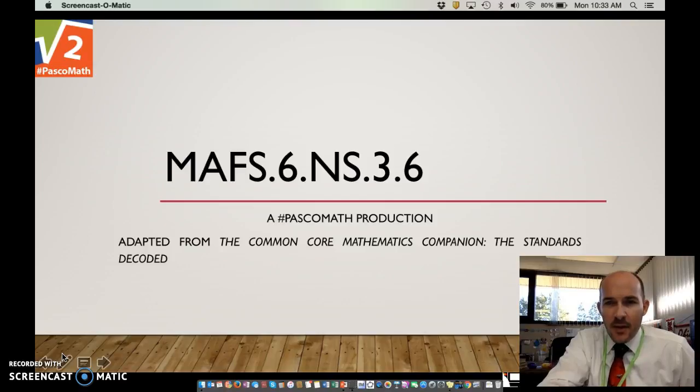MAFS.6.NS.3.6. Unpack the standard. It's a rather meaty standard, so we have to do that. Look at what the teacher should be doing, as well as some things that students should be doing to show mastery of the standard, and anticipate some misconceptions and how we can address those if they occur. So let's get started.